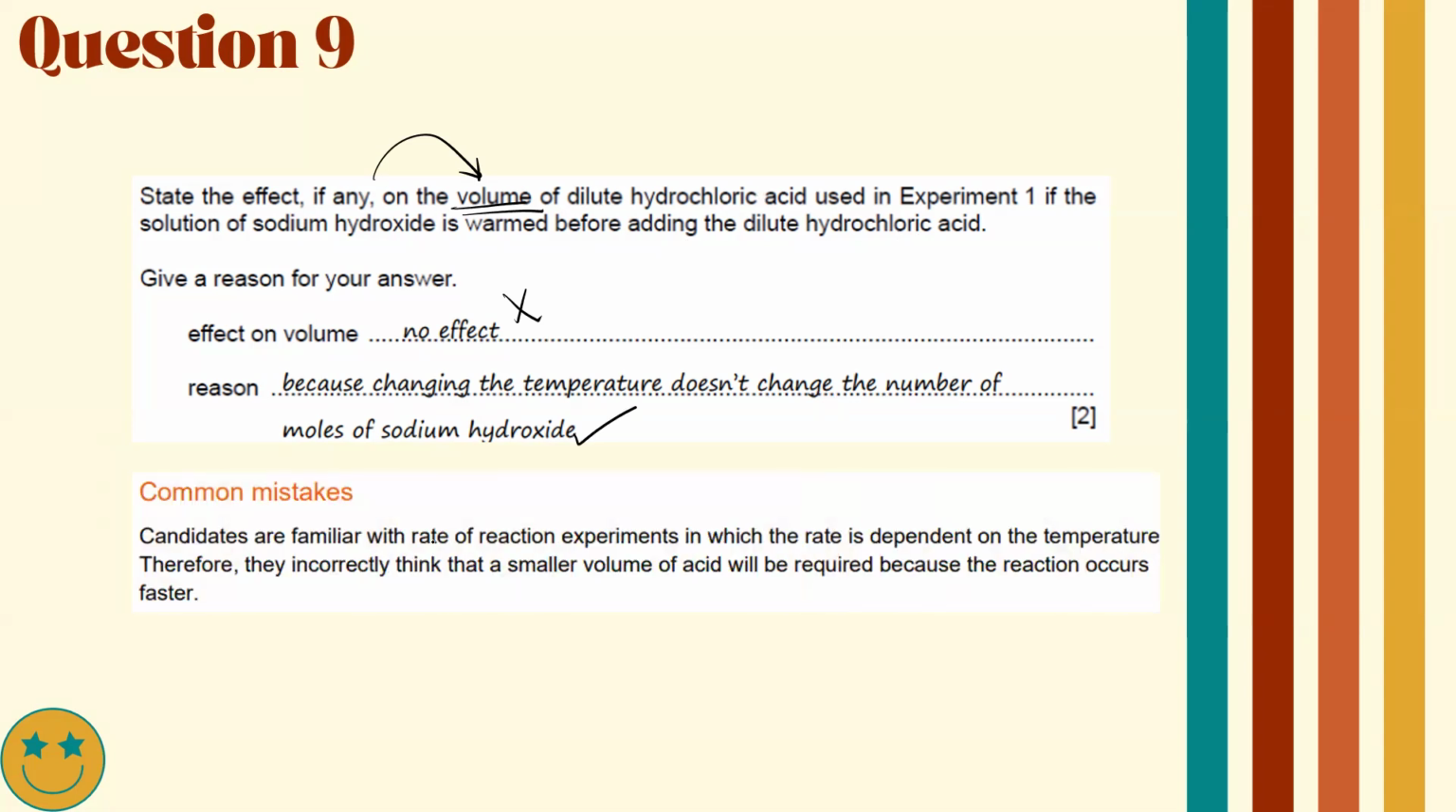Common mistakes. Candidates are familiar with the rate of reaction experiments in which the rate is dependent on the temperature. Therefore, they incorrectly think that a smaller volume of acid will be required because the reaction occurs faster. But no, for whatever is the volume of sodium hydroxide, the volume of HCl used to neutralize it will remain the same even if we heat it. Due to heating, the rate will increase, but the amount of HCl used will be the same to neutralize that much sodium hydroxide. So be very careful about this.